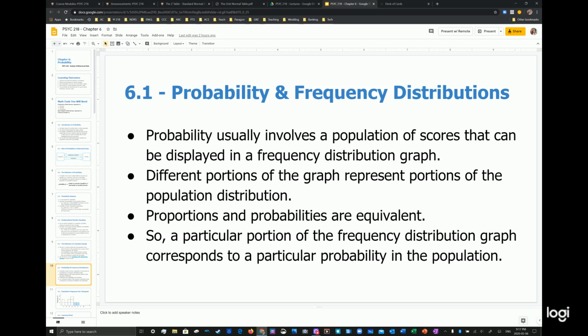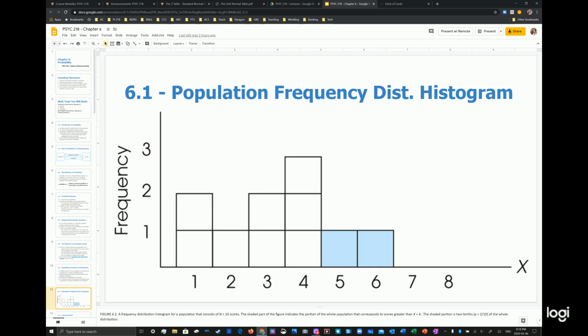So in terms of frequency distribution then, probability is the proportion of scores that is displayed in the distribution graph. Again, you can think back to chapter 2 where we looked at proportions of scores. And we want to remind you, especially true for this chapter, that proportions and probabilities are the same here because the total number of outcomes is everybody in the distribution. So proportions of that distribution is a probability. And we'll show you what that means in this picture here.